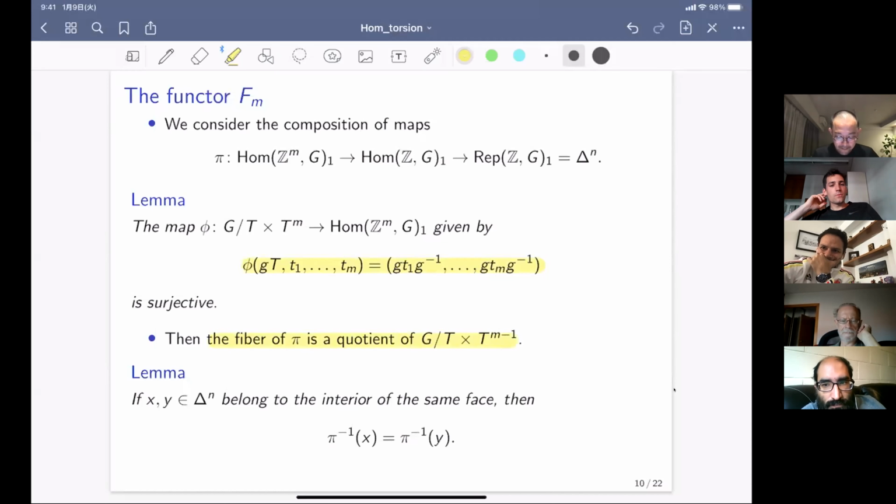Of course, the fiber of pi changes if we change the point in the base n simplex. But if points x, y in delta n belong to the interior of the same face, then the fibers are the same. We can see this by using the fact that the fiber of pi is a quotient of G mod T cross T to the n minus 1.